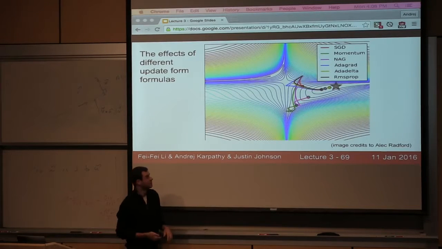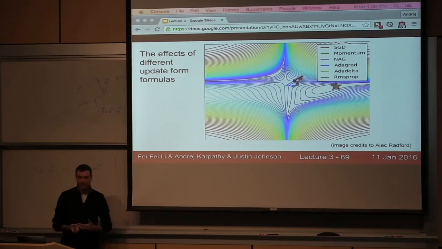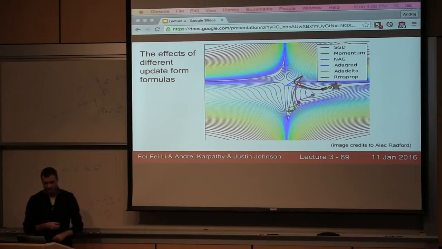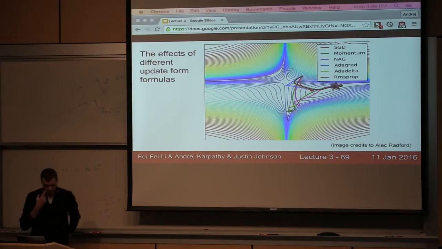That's what I presented to you so far. So SGD takes forever to converge, and there are different ways of performing this parameter update that are more or less efficient in the case of optimization. So we'll see much more of this soon.